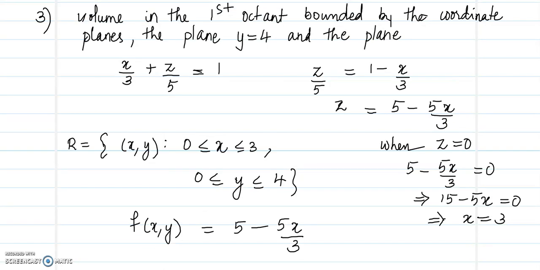Okay, now we'll see the third problem. So in the third problem, we have to find the volume in the first octant bounded by the coordinate planes, the plane y equal to 4, and the plane x by 3 plus z by 5 equal to 1. So we have to find the volume in the first octant enclosed by these surfaces.